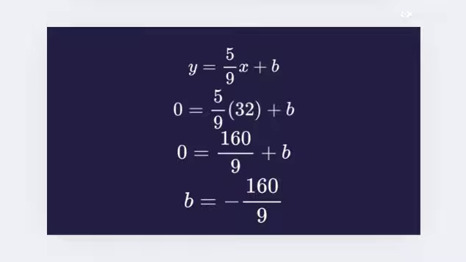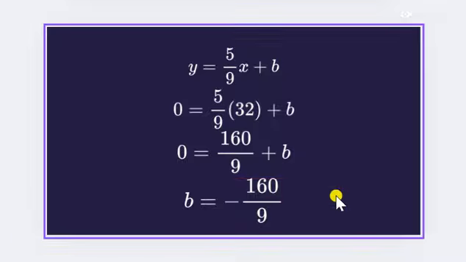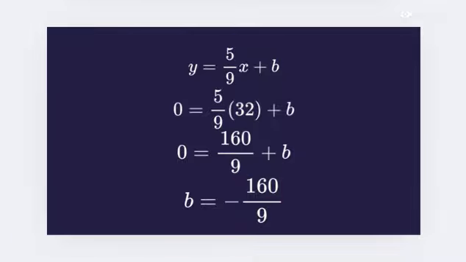So 0 equals 5/9 times 32 plus b, which then is 0 equals 160 over 9 plus b, which then means b is equal to negative 160/9 because we switched the sides. Okay, we got b by itself, which leaves 160 as a negative, over 9 as a negative.